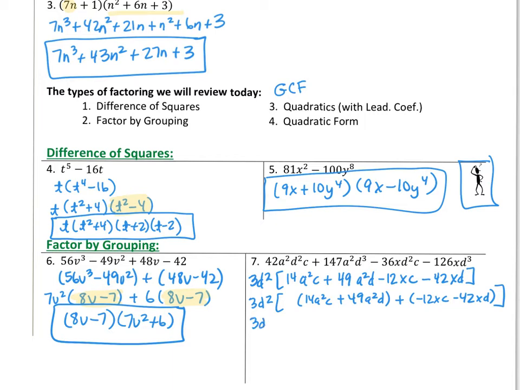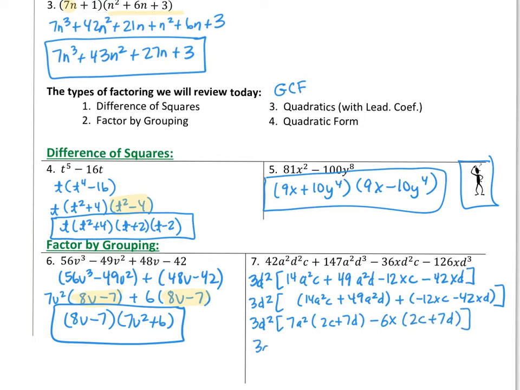All right, so in this one, I'm keeping my 3d^2 in the front. And let's see, I'm going to look at that parentheses. What do they have in common? There's a 7a^2. Okay, so 7a^2. And I'm left with 2c + 7d. Let's see, I need to make this parentheses match, hopefully. If I take out a negative 6x, I would be left with 2c + 7d.